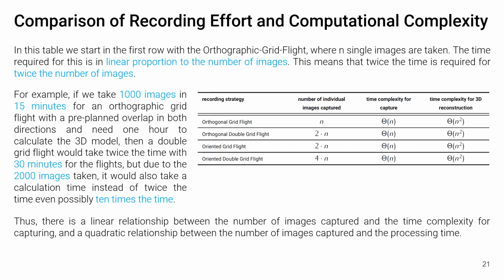In this table, we start in the first row with the orthographic grid flight, where n single images are taken. The time required for this is in linear proportion to the number of images. This means that twice the time is required for twice the number of images. For example, if we take 1,000 images in 15 minutes, for an orthographic grid flight with a pre-planned overlap in both directions, and need 1 hour to calculate the 3D model, then a double grid flight would take twice the time with 30 minutes for the flights, but due to the 2,000 images taken, it would also take a calculation time instead of twice the time, even possibly 10 times the time.